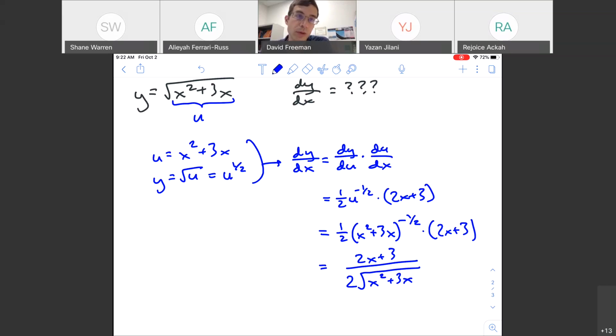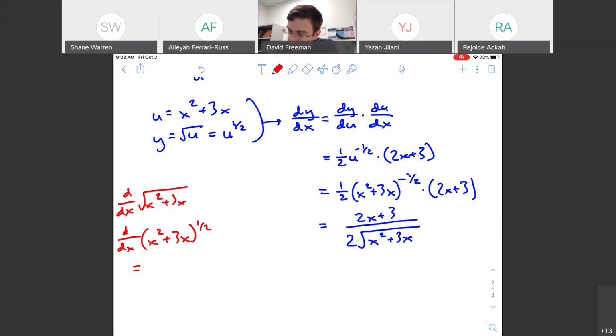Now, we don't have to do it exactly like that. We could just talk our way through it. If I want to take the derivative of the square root of x squared plus 3x, I still probably want to write it as a 1/2 power, because that's just going to make it easier to think about. And I would say, okay, what's the derivative of the outside function? The outside function is a 1/2 power, so I just bring it down, subtract 1, times the derivative of the inside function, which is 2x plus 3. And I get the same thing, right?